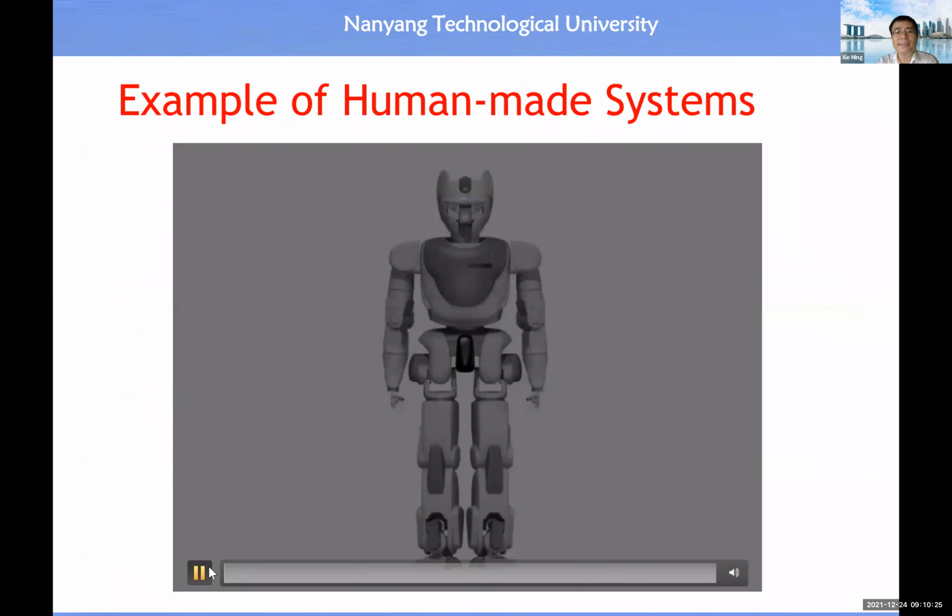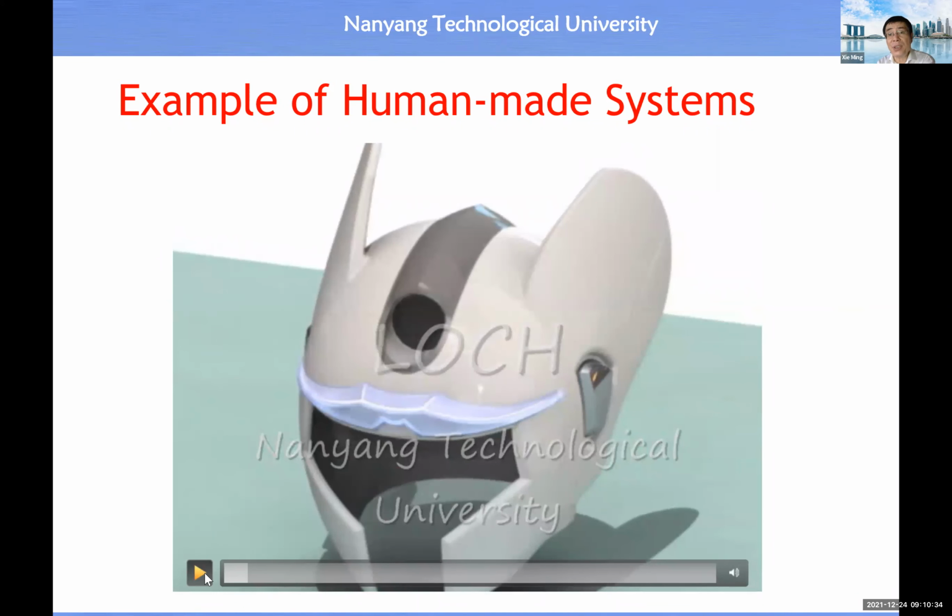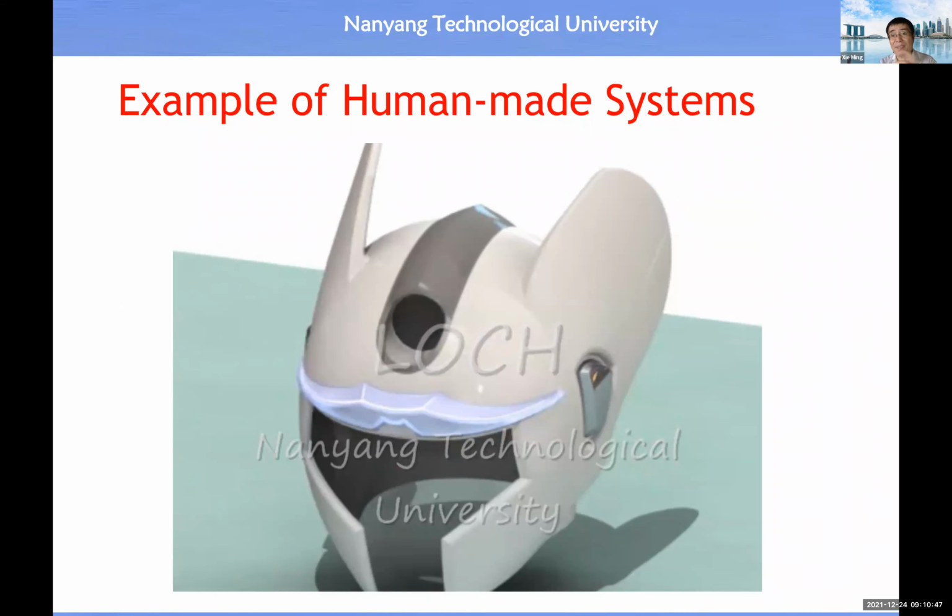Here is an example of a human-made system. This is a typical example showing the mental activity of a human being with the goal of changing the world. You see there are two major mental activities of a human being. One refers to the understanding of the world. The second refers to the change of the world. How do we change the world? We try to invent intelligent machines, intelligent products, and intelligent systems in order to improve the world. The design of a smart robot is one example.